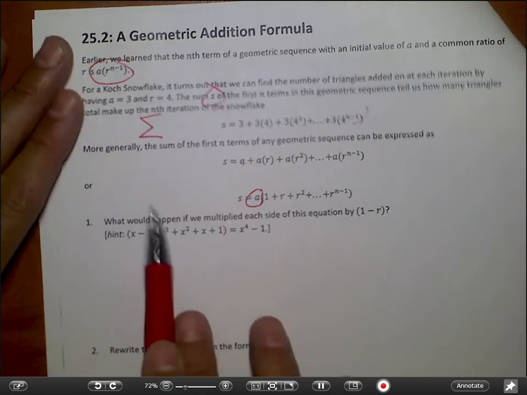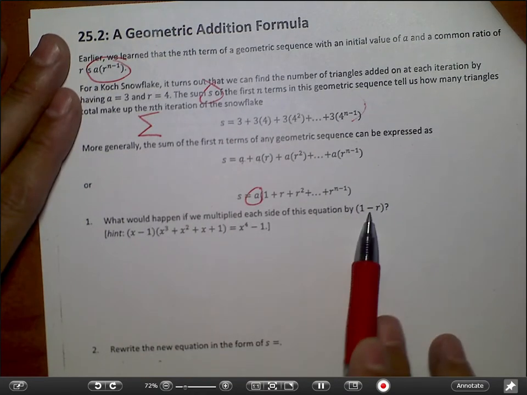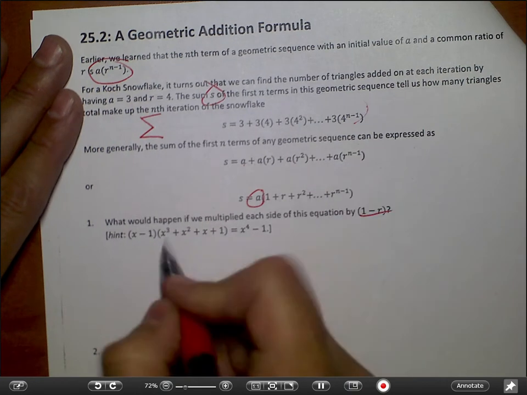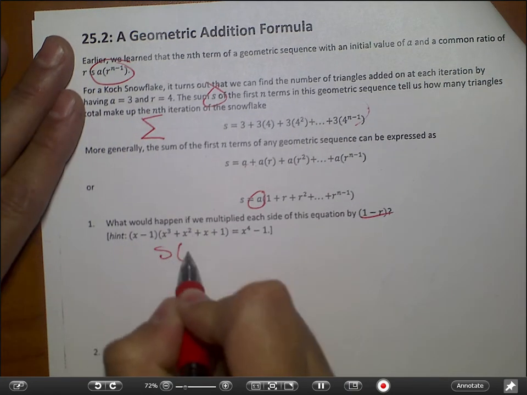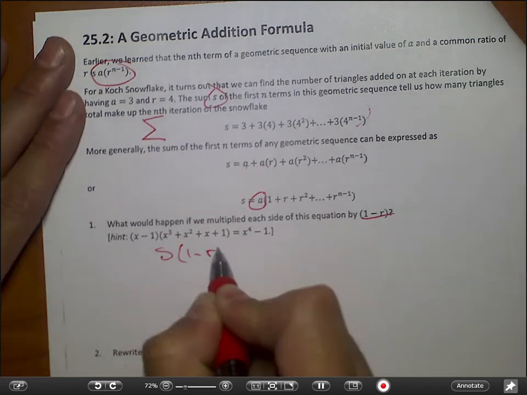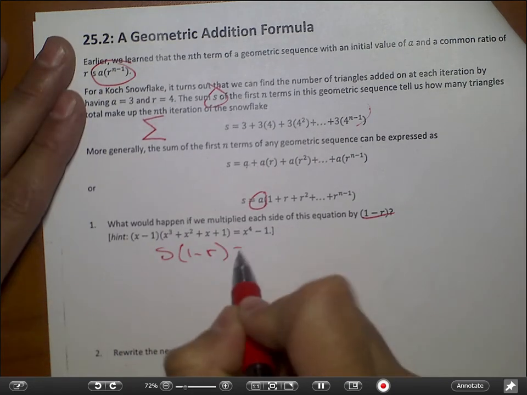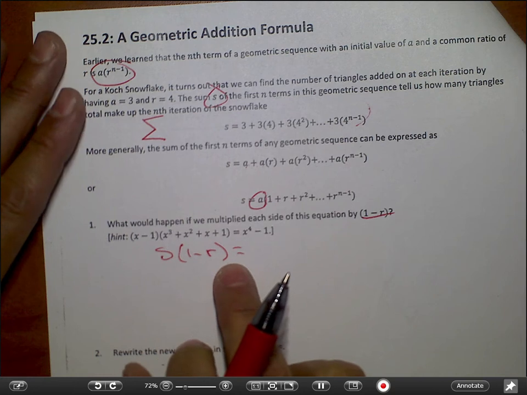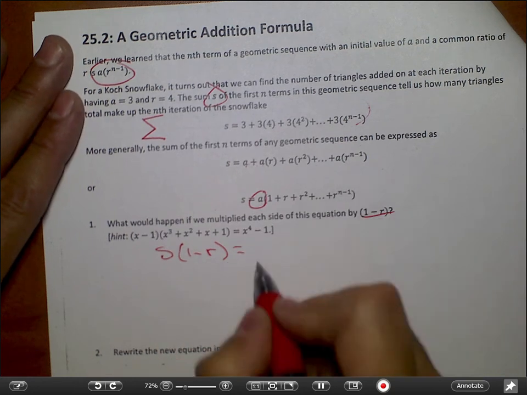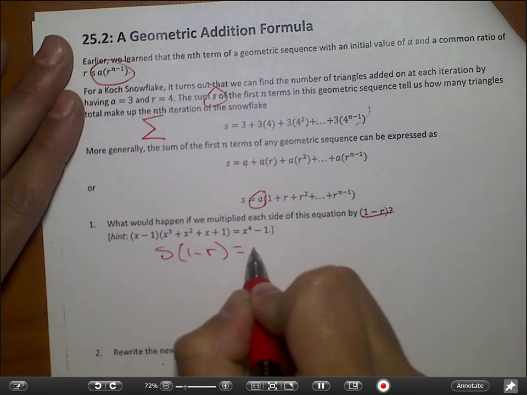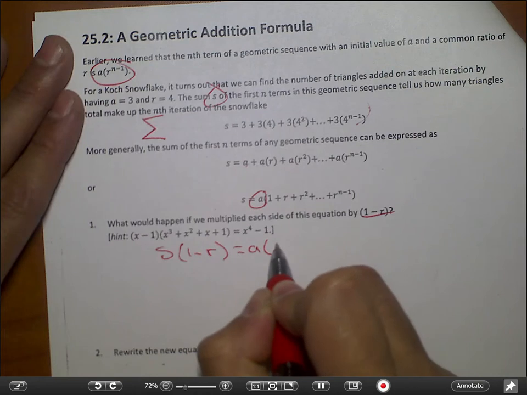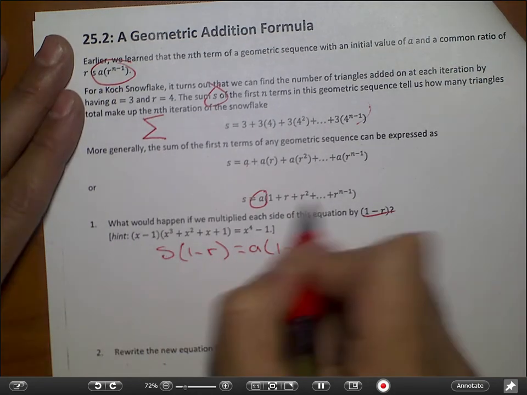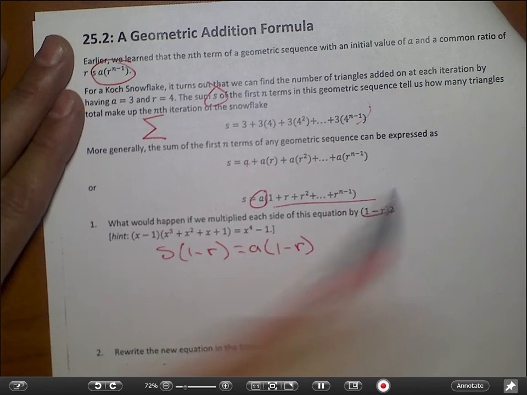So, what would happen if we multiplied each side of the equation by 1 minus r? So, it would be s times 1 minus r, and it would be equals... Okay, sorry. It was actually getting really hot in here earlier. So it's going to be a quantity, 1 minus r, and then it's going to be times... So I'm not going to multiply the whole thing.